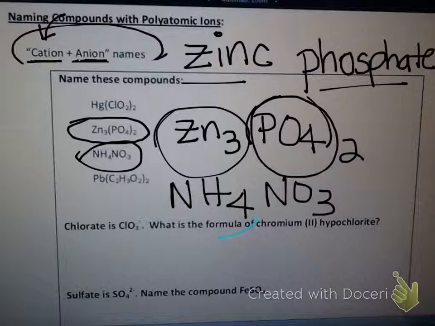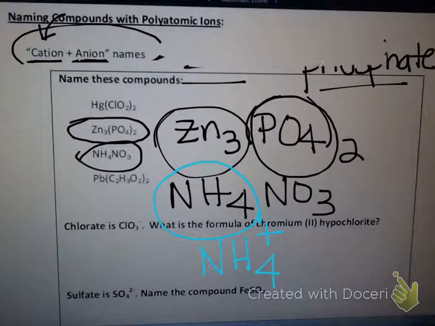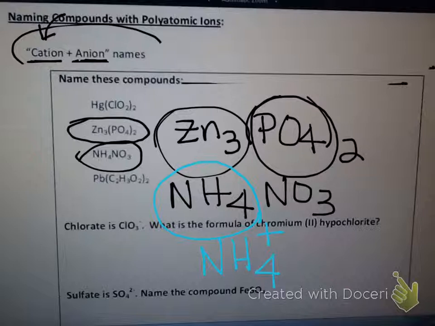We don't have a metal, but we realize that NH4 is technically the only polyatomic cation we have, NH4+. The name of that ion is ammonium. We'll write it up here. Ammonium. So the name of our cation is ammonium.